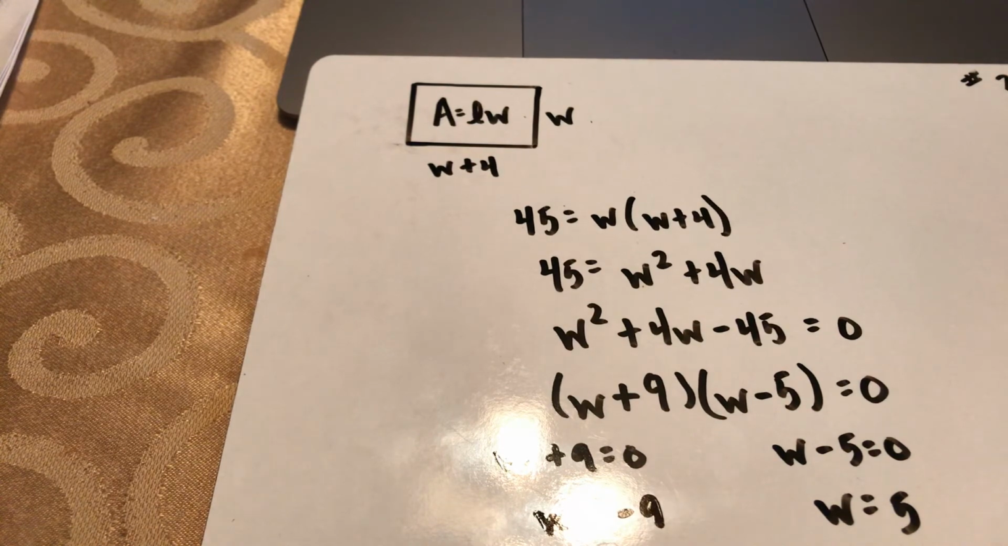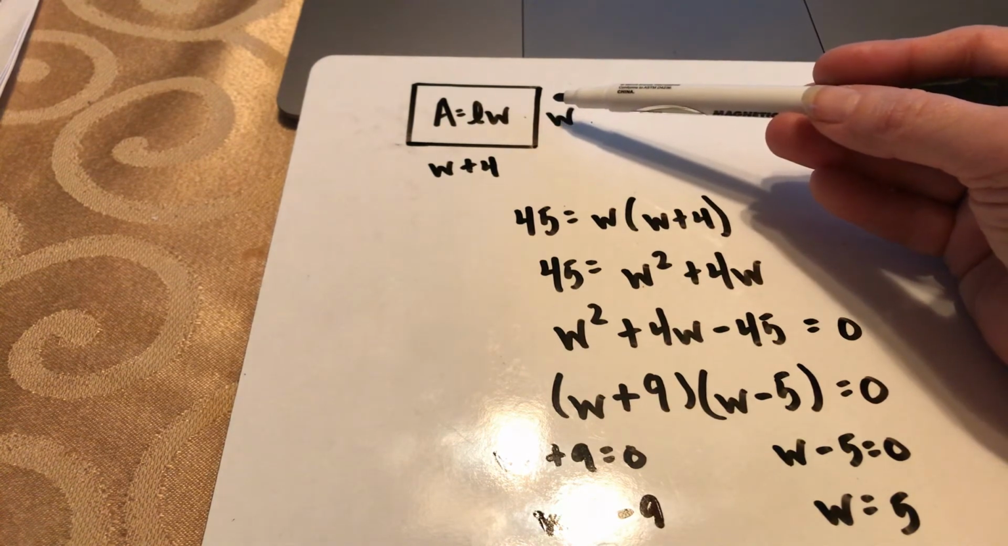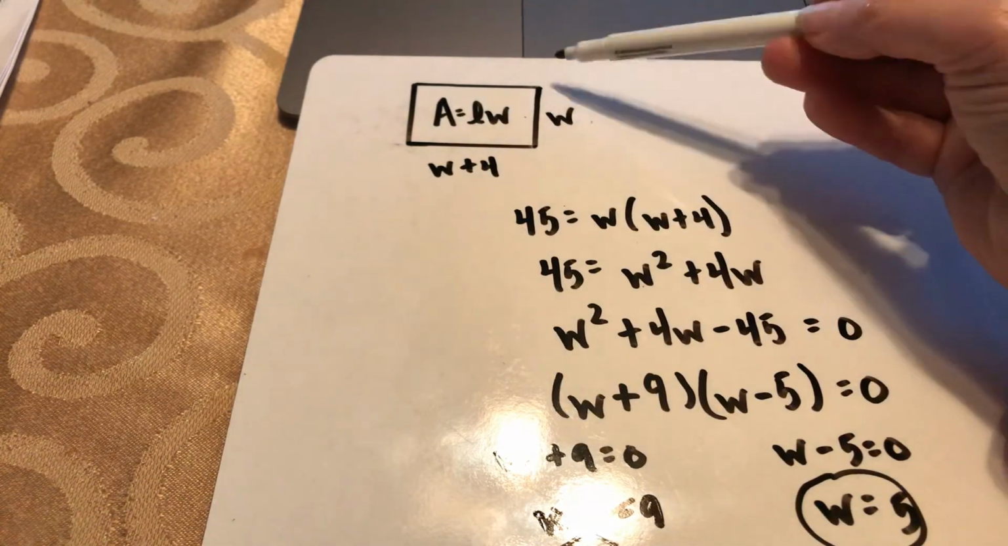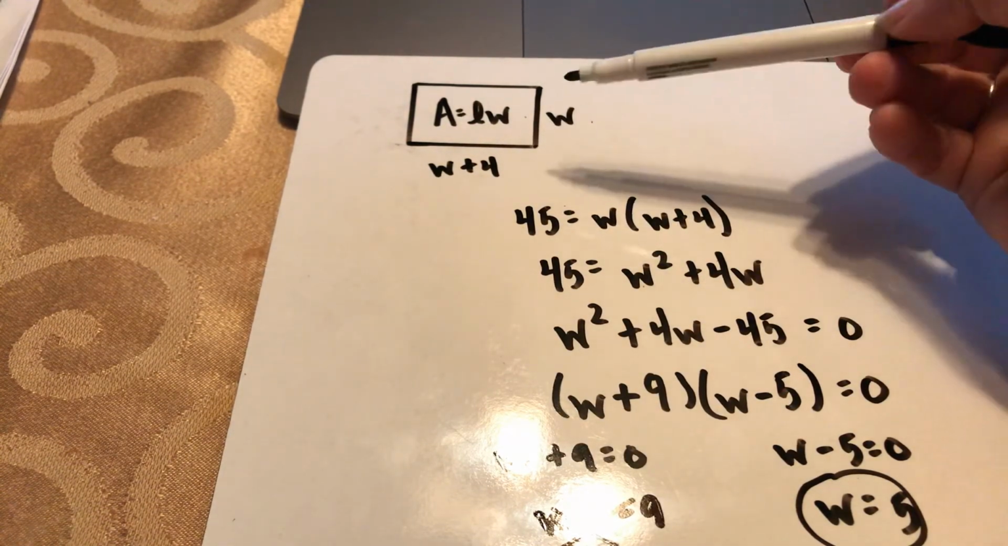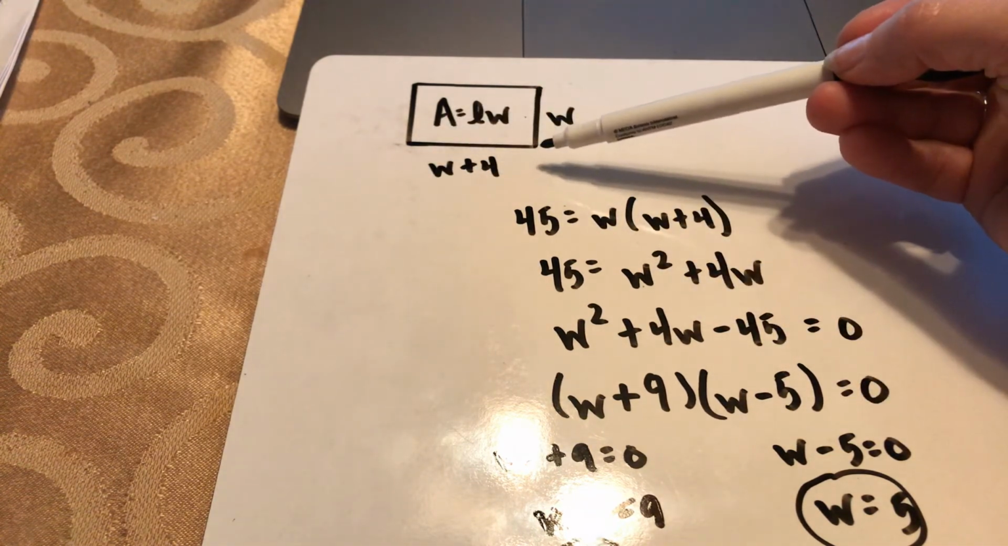Now, if you go back to the beginning of the problem, we are talking about a shape or a figure here. If you look, could the width of my rectangle be a negative 9 feet? That would be impossible, so that is not my answer. So as far as we are concerned, the answer to our question, the width of our rectangle would be 5, and then our length of the rectangle would be 9, which was 5 plus 4.